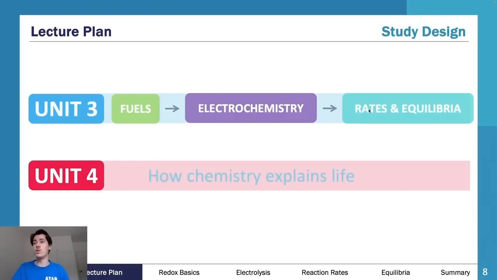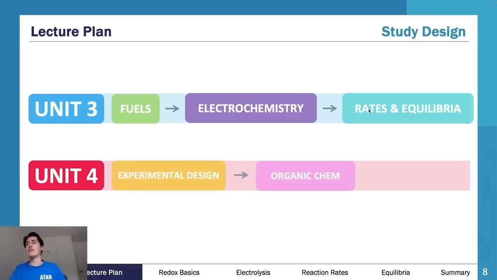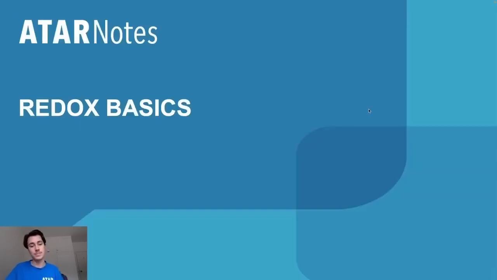And then Unit 4, which has experimental design, organic chemistry, and analytical chemistry. It's really important you understand how this works up, how we go from one to the other, and how they build upon each other. And it's really important that you have read through the study design at this point. You have either printed it off or you have it available somewhere so that you can jot down little points as you go through the year. And you know what you're missing or what you're not missing, essentially.